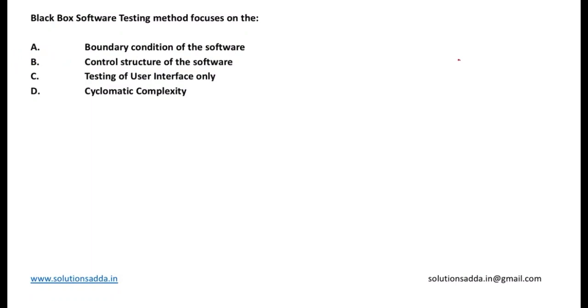This is a question on software engineering. Black box software testing method focuses on the options: boundary condition of the software, control structure of the software, testing of user interface only, or cyclomatic complexity. So option A is true since it is one of the methods in black box testing.